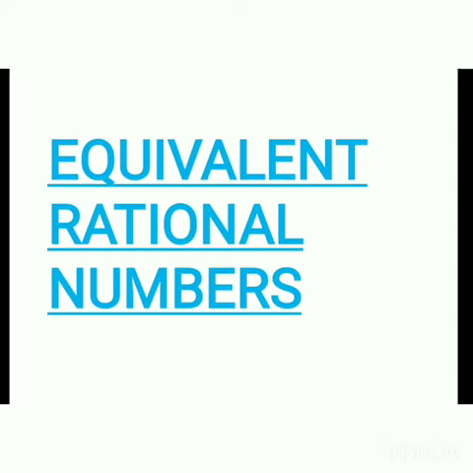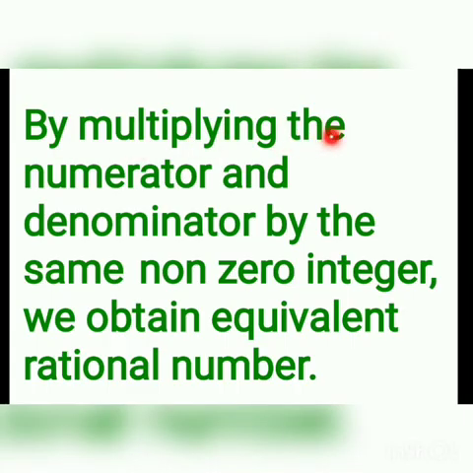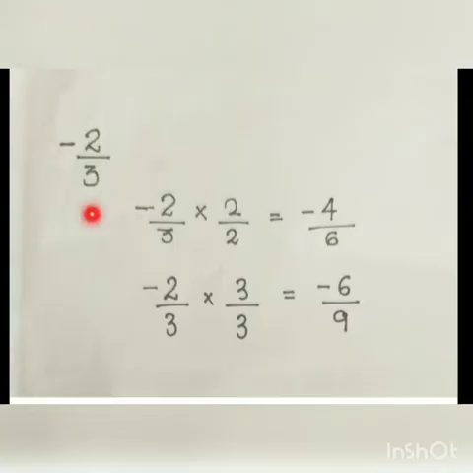One example we can see. By multiplying the numerator and denominator by the same non-zero integer, we obtain an equivalent rational number. Take negative 2 by 3. We are finding two equivalent rational numbers of negative 2 by 3. For that, I multiply the rational number negative 2 by 3 with any number. I am starting with 2 here. I got the first equivalent rational number, negative 4 by 6. Then I multiply negative 2 by 3 with 3, and I get negative 6 by 9.